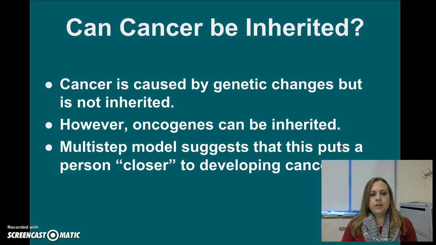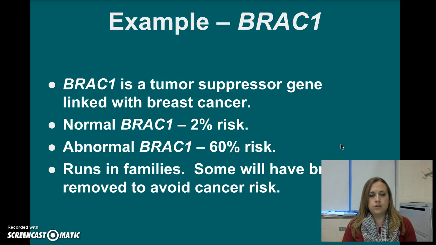So can cancer be inherited? Cancer is caused by genetic changes, but it is not actually inherited. However, oncogenes can be inherited. This multi-step model suggests that this puts a person closer to developing cancer, but it is not a 100% indicator that they will develop cancer.